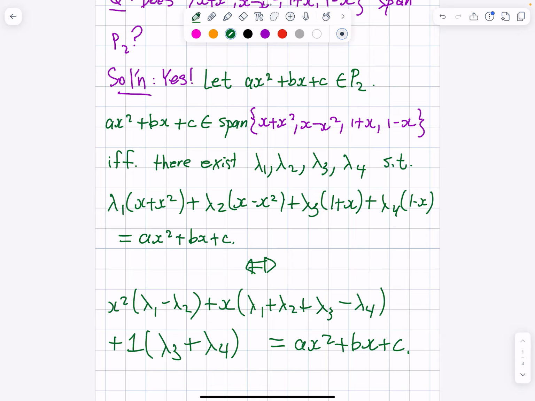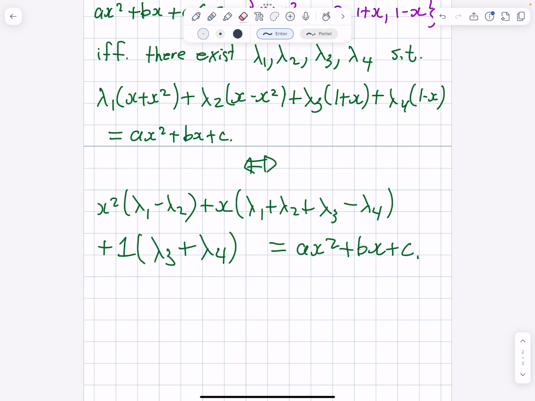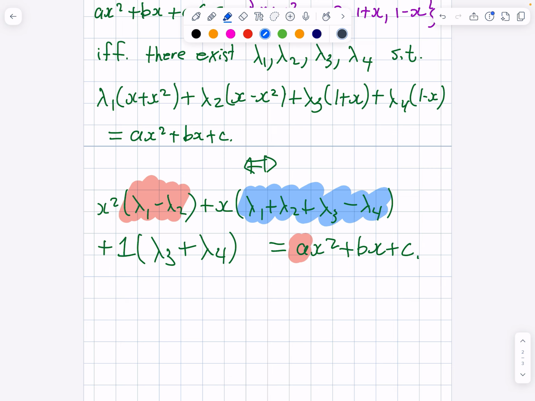Okay, so this looks confusing because we have 4 unknowns on the left-hand side and 3 on the right-hand side, and that seems like too much to deal with. But this turns out to be quite manageable. We just want to set like coefficients. On the left-hand side, the coefficient of x squared is lambda 1 minus lambda 2, and on the right-hand side it's a. Similarly for the coefficient of x, and for our constant terms. So this becomes a system of 3 equations in 4 unknowns.